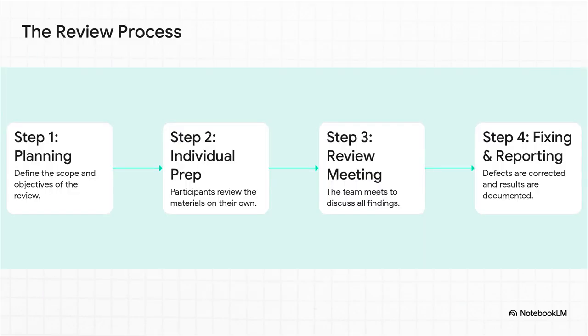And this isn't just some casual, quick look over. No way. Formal reviews are a huge part of static testing, and they follow a really structured process. You start with planning, then everyone does their own individual prep work to get familiar with what they're looking at. Then the whole team gets together for a review meeting to discuss everything they found. And finally, you get to fixing the defects and reporting on what happened. It's a systematic, team-based hunt for problems.